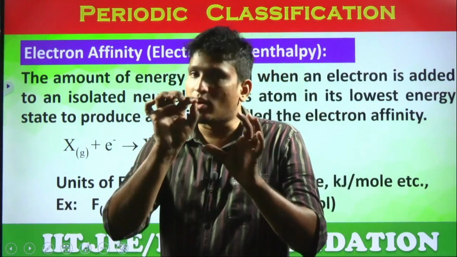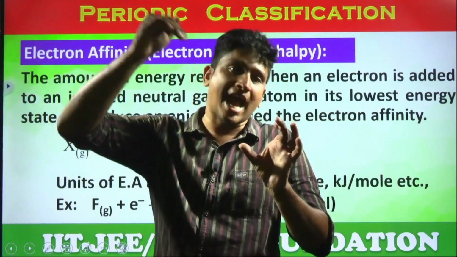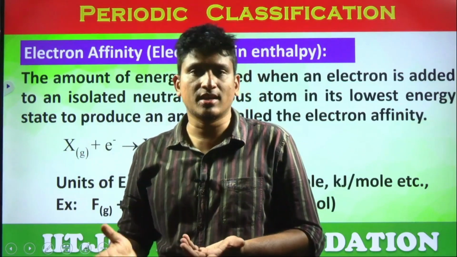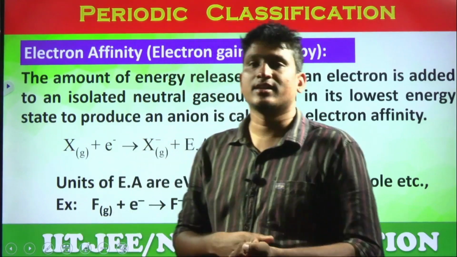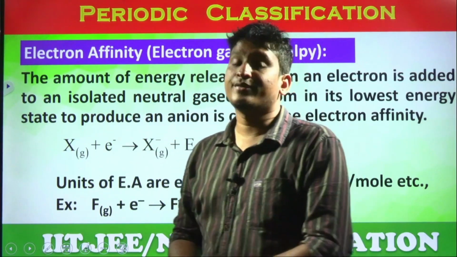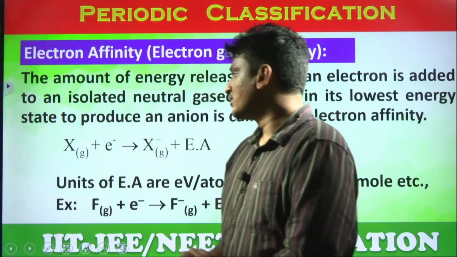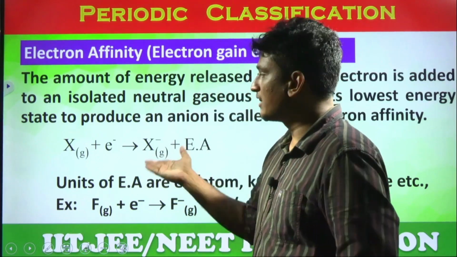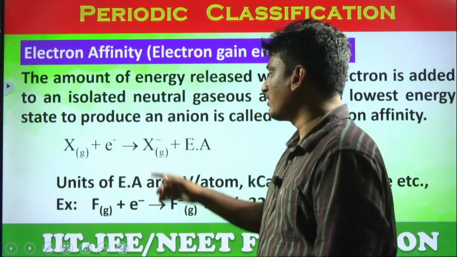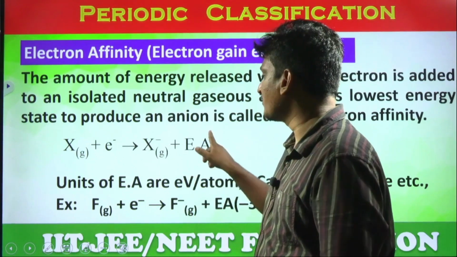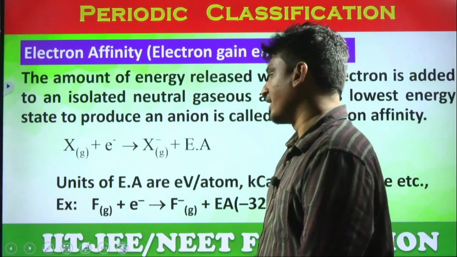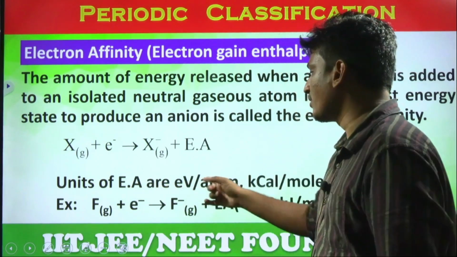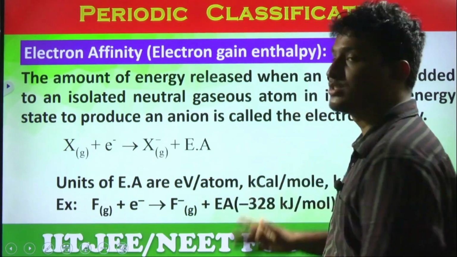That means this time we are not removing the electron, we are adding. Why? Because metals can lose electrons easily. What about non-metals? They will gain electrons during the reaction. So this property is mainly defined in terms of non-metals, students. If X is an element and it gains one electron, it becomes X minus and this much energy is released, which is EA, electron affinity. Units of EA are electron volts per atom or kilocalories or kilojoules per mole.